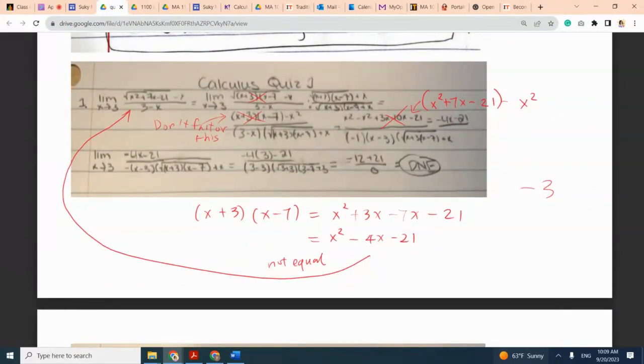Okay. Here. Don't factor the things inside the square root. Actually, if you multiply out x plus 3 and x minus 7, you will get x squared minus 4x minus 21. You don't get the positive 7x. So this is not the correct factorization. Is that okay, everybody?